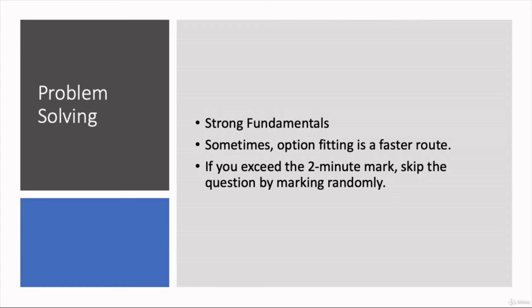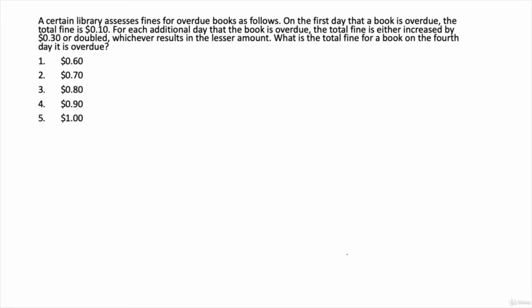Next, we move on to data sufficiency. Let's solve a question. A certain library assesses fines for overdue books as follows. So there is a rule that is given for calculating the total fine. On the first day that a book is overdue, the total fine is increased by $10. Let's just say it's $10. For each additional day that the book is overdue, the total fine is increased by 0.3 or doubled, whichever results in the lesser amount. What is the total fine for a book on the 4th day that is overdue?